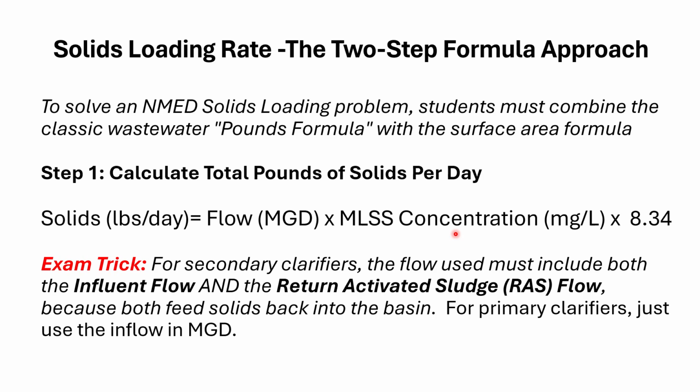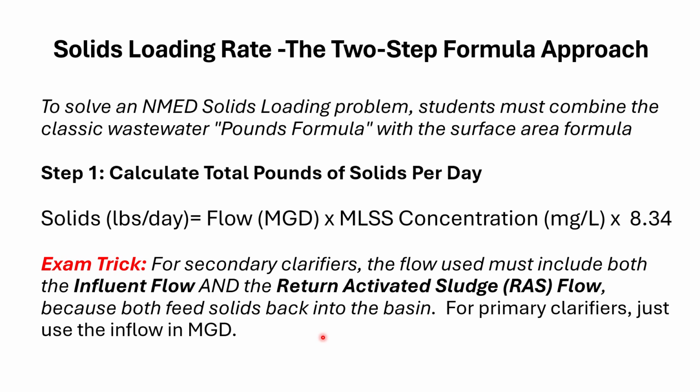So you're going to see MLSS concentrations of a couple of thousand milligrams per liter on up. So again, the MLSS, that's mixed liquor suspended solids, that represents the microbial fraction or the microbial concentration of the biomass in that sludge, okay? And then you're going to multiply this by this constant of 8.34, and that 8.34 is basically pounds per gallon. That's the density of water in English units, okay?